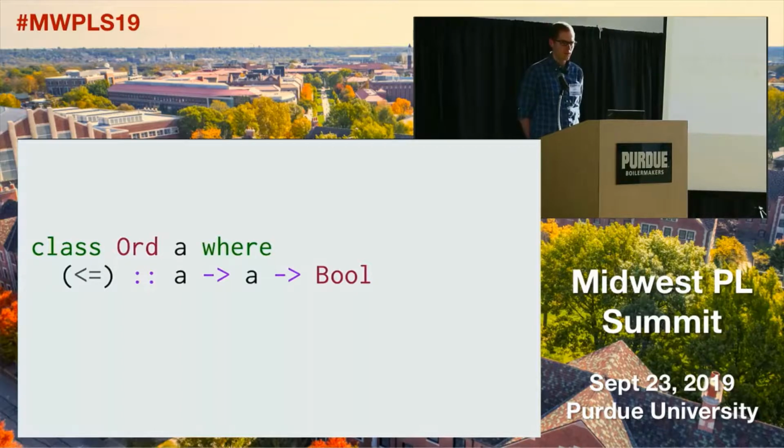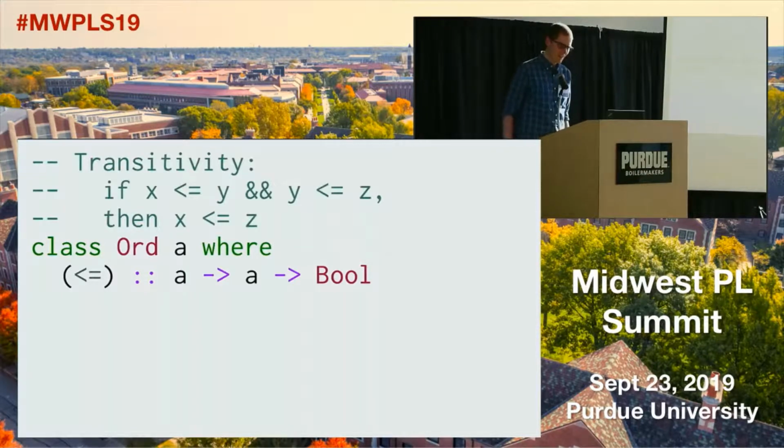It also comes with this expectation that when you write Ord instances, the implementation of less than or equals should obey certain laws, such as anti-symmetry, reflexivity, transitivity, and so on and so forth. And what better way to communicate laws to programmers than with comments? So here's one example of a law written as a comment. Transitivity states that if you have x less than or equal to y and y less than or equal to z, then you can apply transitivity and stick them together, get x less than or equal to z.